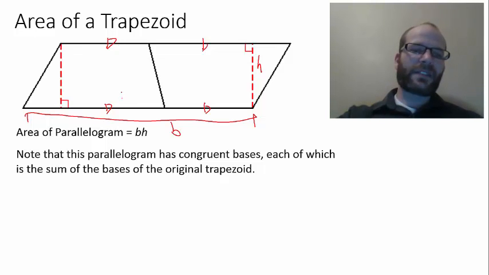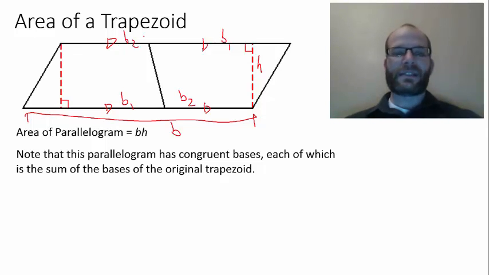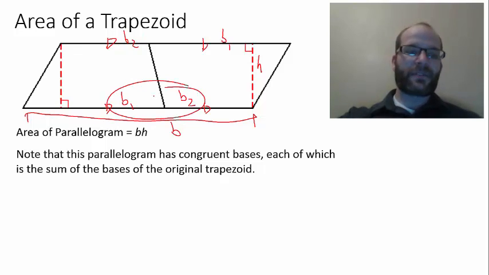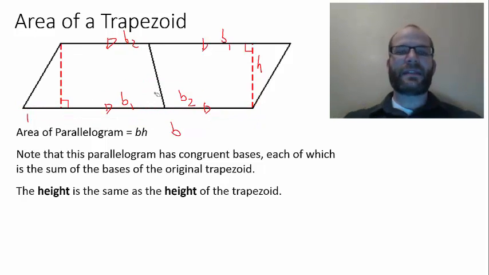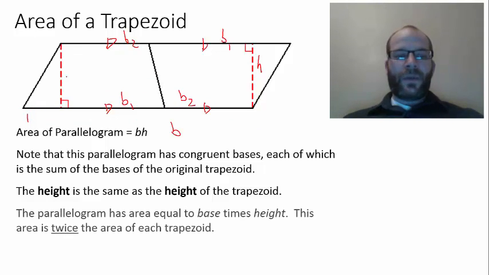In other words, if this is base 1, and this is base 2, and up here base 1 and base 2, the side of the parallelogram, or the base as we call it in this context, is actually equal to the sum of those two numbers because it's this entire length here. The height of the parallelogram is identical to the height of either trapezoid. So we know the parallelogram has area equal to base times height.